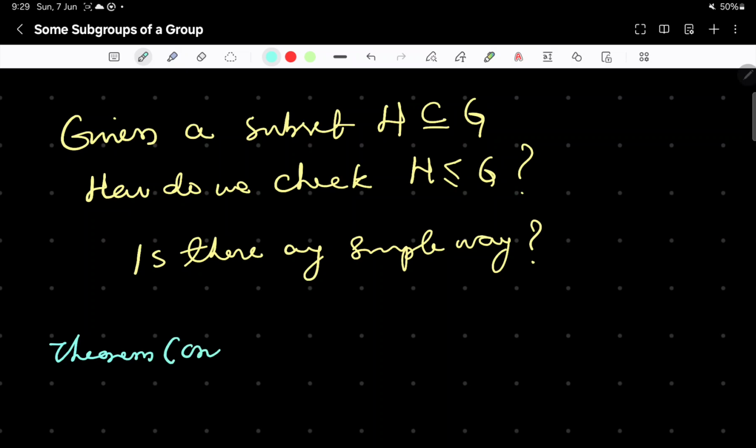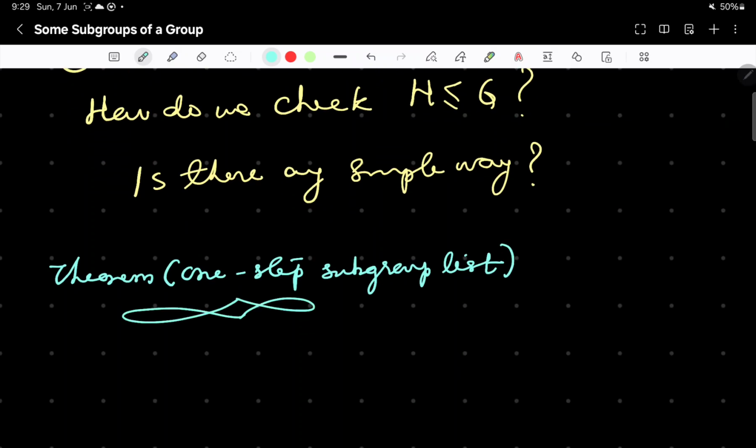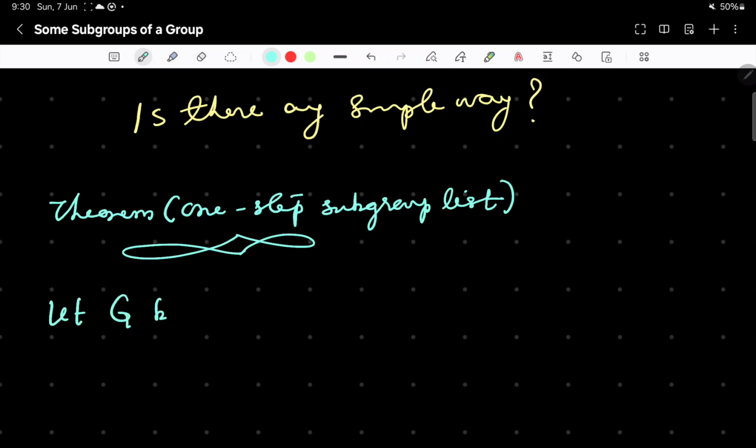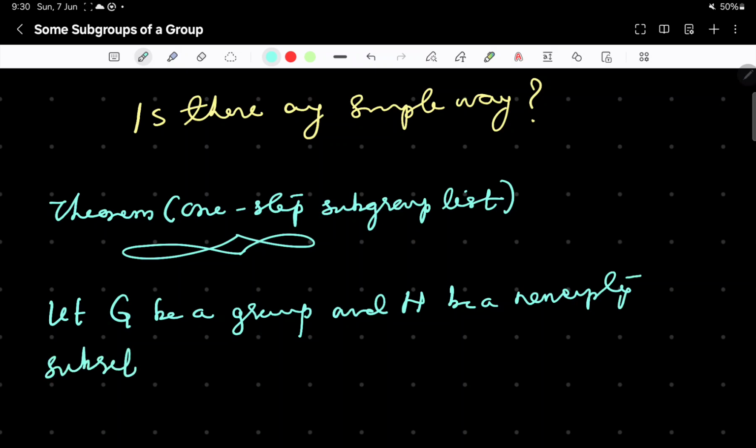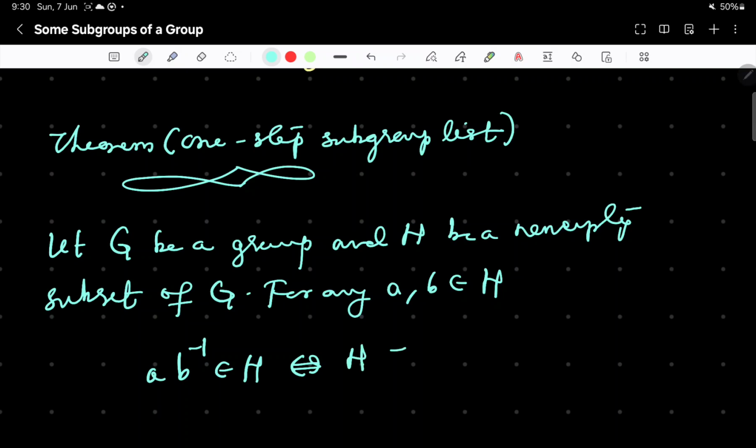So let G be a group and H be a non-empty subset of G. Then the theorem is simple: for any a, b inside H, ab inverse in H if and only if H is a subgroup of G.